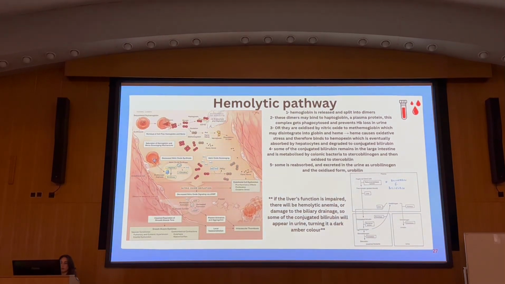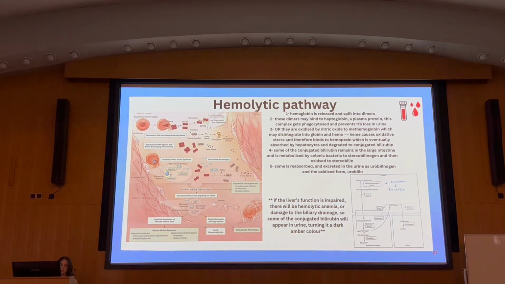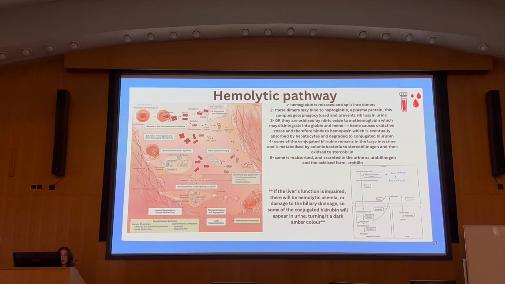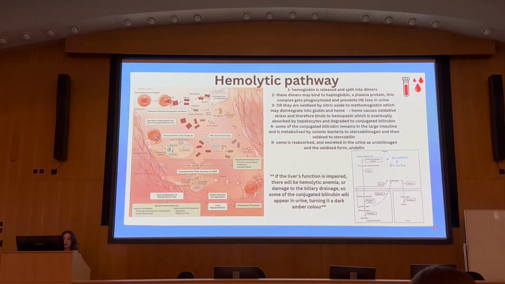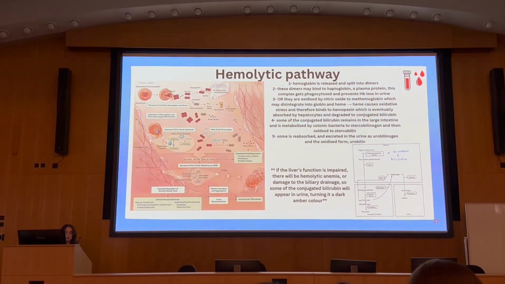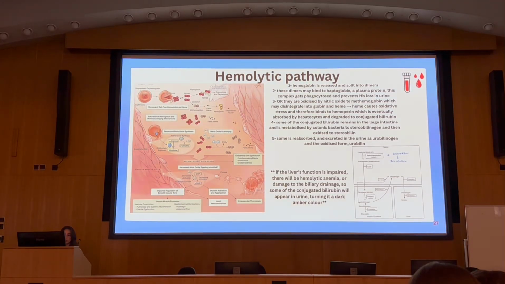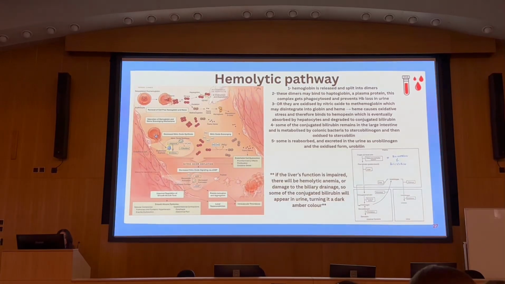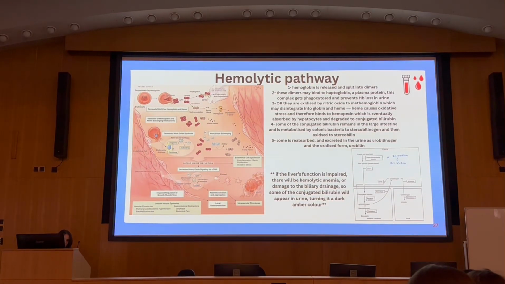This is where we sort of entered the extravascular, because we are no longer in blood vessels, we are in hepatocytes. Some of the conjugated bilirubin is going to stay in the large intestine and is metabolized by colonic bacteria to stercobilinogen and then oxidized to stercobilin, which in simple terms is your stool. And some is reabsorbed and excreted in the urine as urobilinogen and the oxidized form, urobilin. And this is basically your urine.